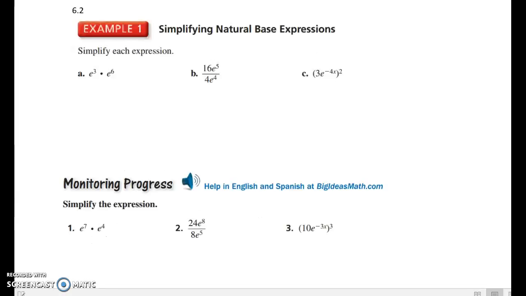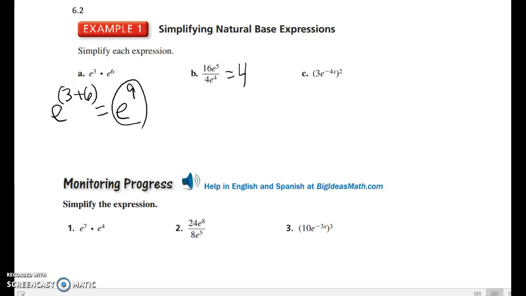Then I want you to go to your Chapter 6 packet, go to Example 1 for 6.2. We're going to do parts A, B, and C. And all we're doing here is simplifying the expression. For part A, I have e to the third times e to the sixth, which is e to the 3 plus 6. We just use our properties of exponents. And that would equal what? e to the ninth.